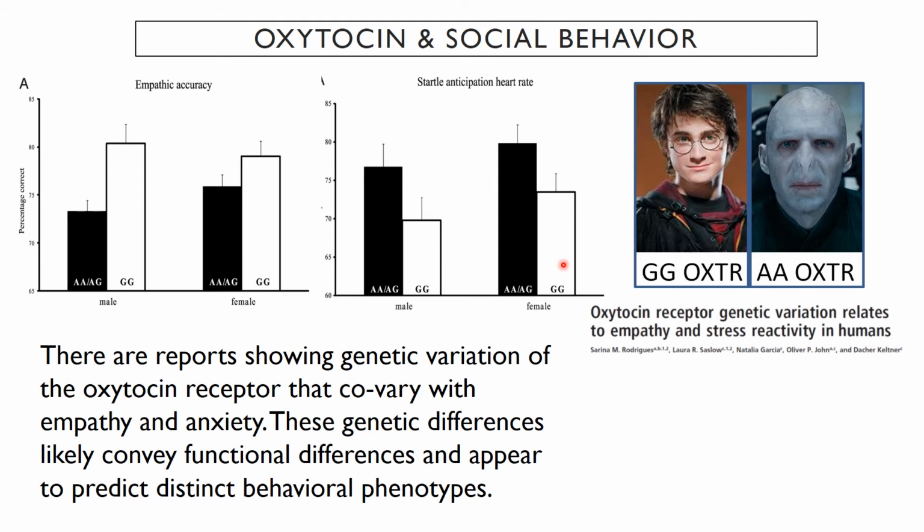But for both males and females, it appears that the GG variant has a lower startle anticipation heart rate. So their heart rate is a little bit lower when they're put into a startle response. So their overall stress response is less.